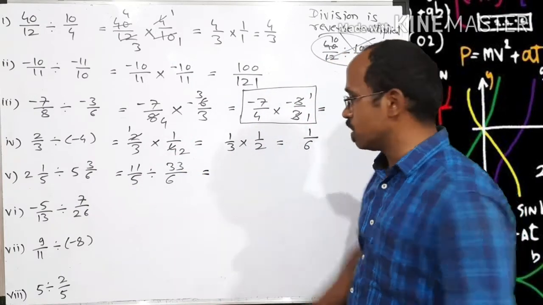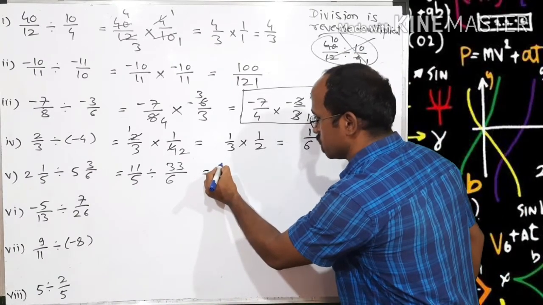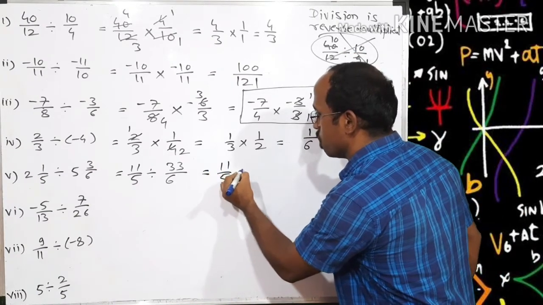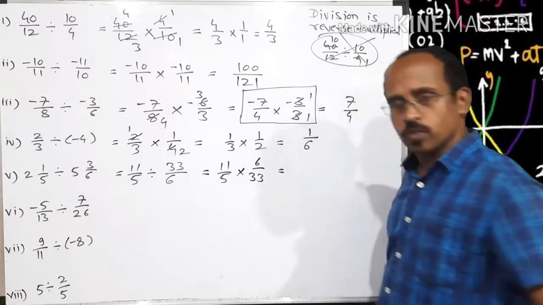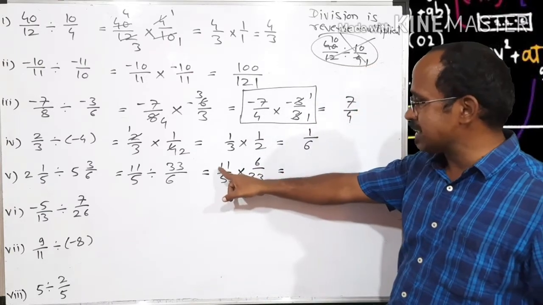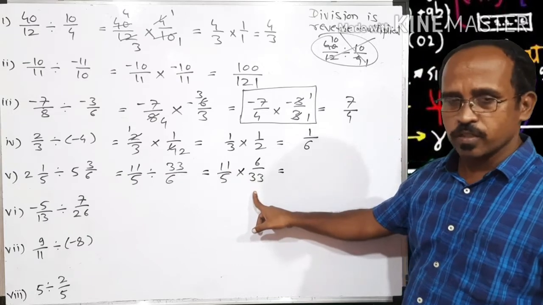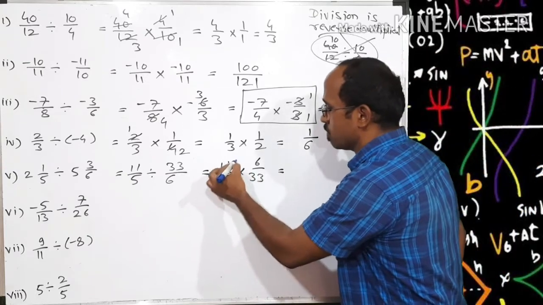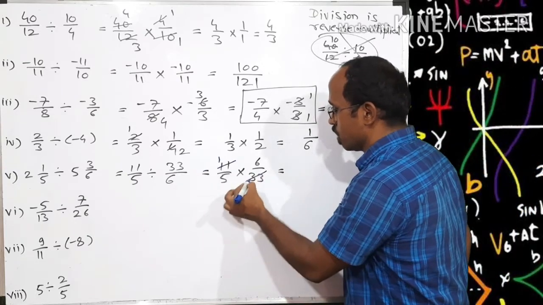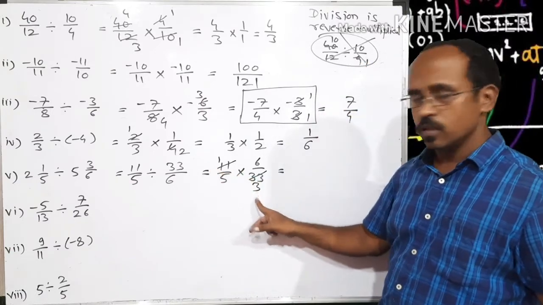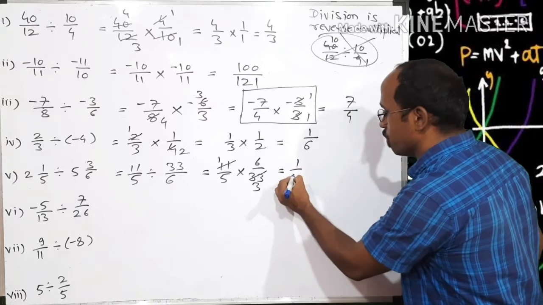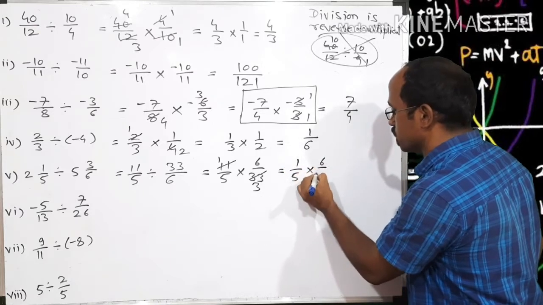Now division is nothing but multiplication by reciprocal, which is 11 upon 5 multiplied by 6 upon 33. Clear up to this students? Now see, this 11 and 33 both are divisible by 11. If you divide them by 11, here will be 1, here will be 3. 11 1s are 11, 11 3s are 33. So what remains? 1 upon 5 into 6 upon 3.